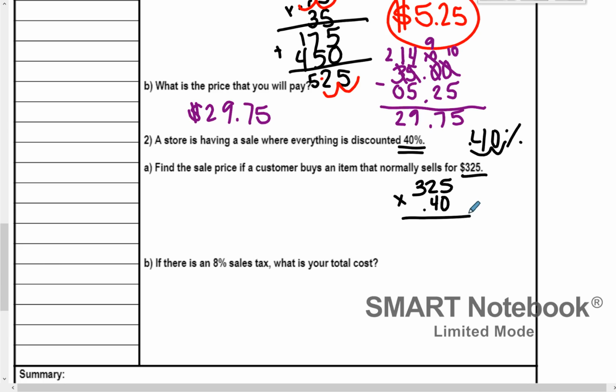I have my 5 times 0 is 0, 2 times 0 is 0, 3 times 0 is 0. Moving on over to that 4, so I add my 0 placeholder. 4 times 5 is 20. 4 times 2 is 8, 9, 10. 3 times 4 is 12, plus 1 is 13. Add those up.